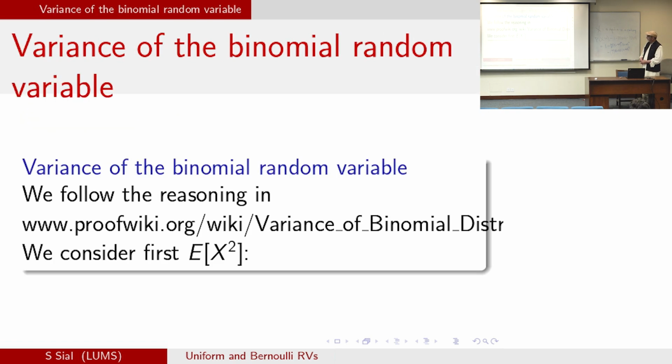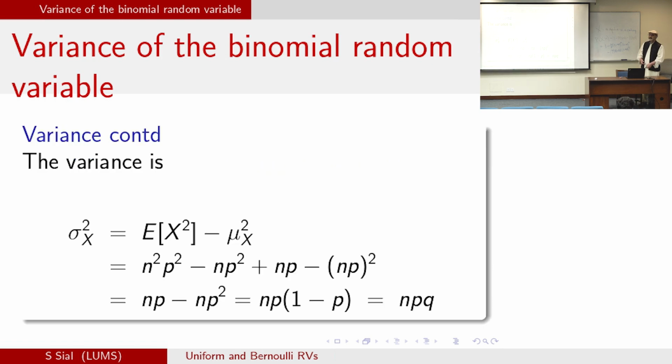And then the variance, once again, you can look at all the steps in ProofWiki. It also goes on for a bit. You get the variance is n times p times q. So the expectation for the binomial random variable is n times p, the number of trials times the probability of a success. The variance is npq, the number of trials times the probability of a success times the probability of a failure, which is 1 minus p.